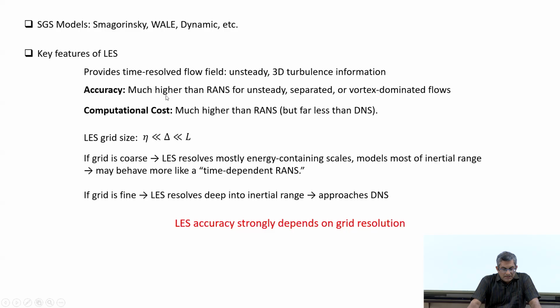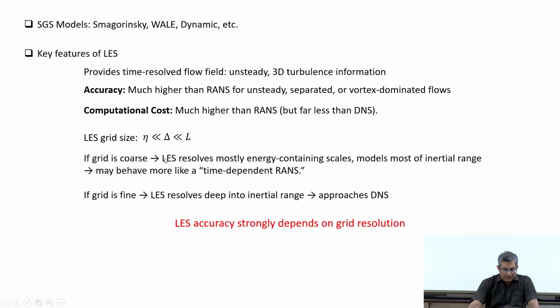In terms of accuracy, this is much higher than RANS, especially for unsteady, separated and vortex dominated flows. But its computational cost is also much higher than RANS, but still far less than DNS. So you can imagine LES in between RANS and DNS. Now accordingly the grid size, if you see, the grid size is much larger than Kolmogorov scale, but it has to be much smaller than the large eddy scales because you are resolving the large eddies.